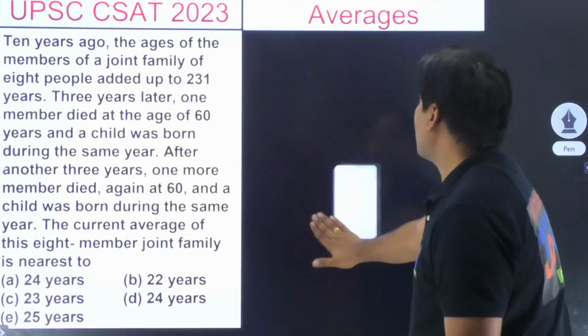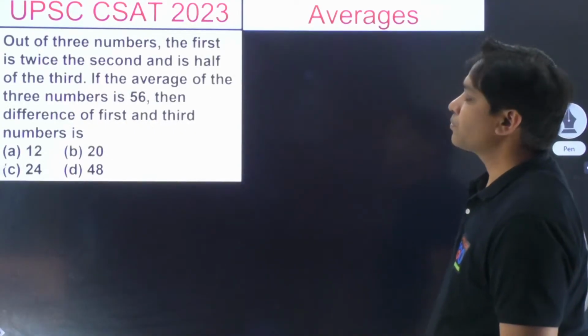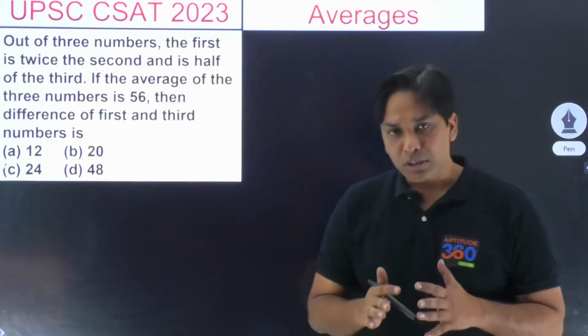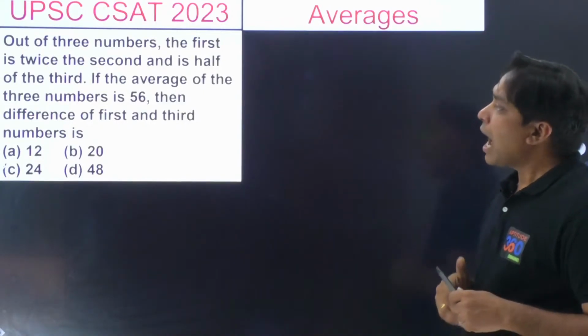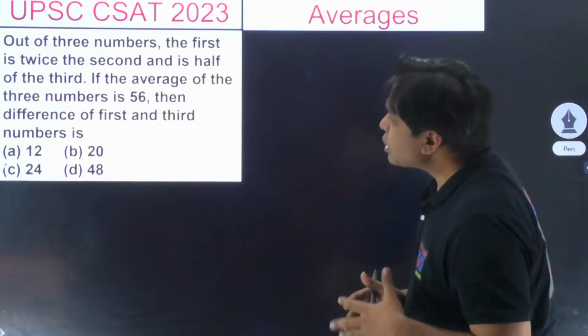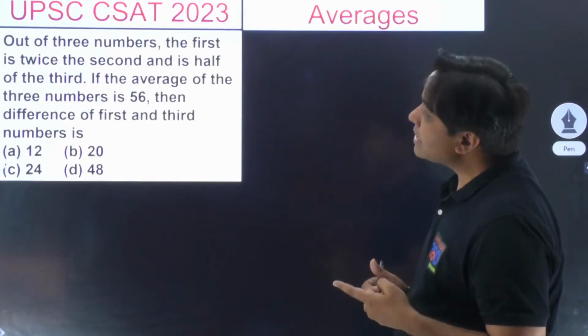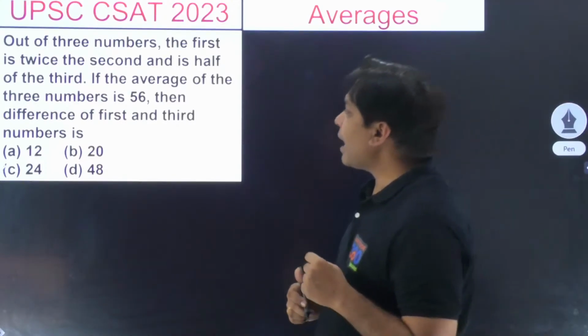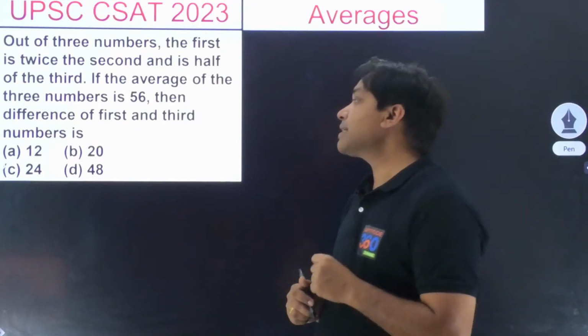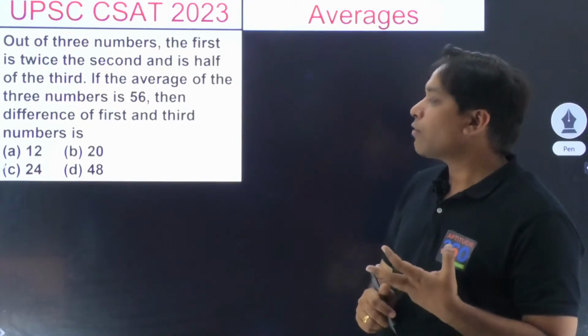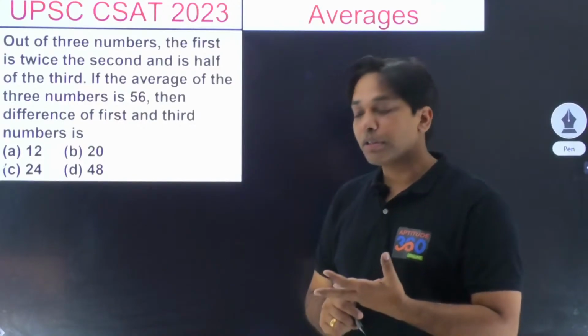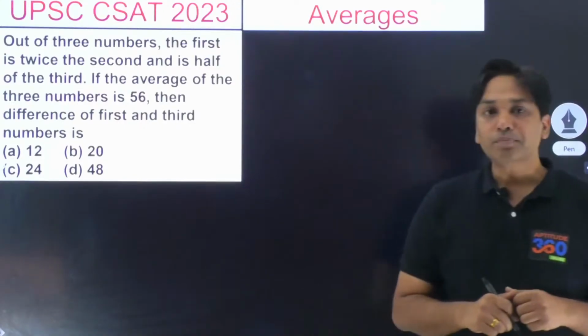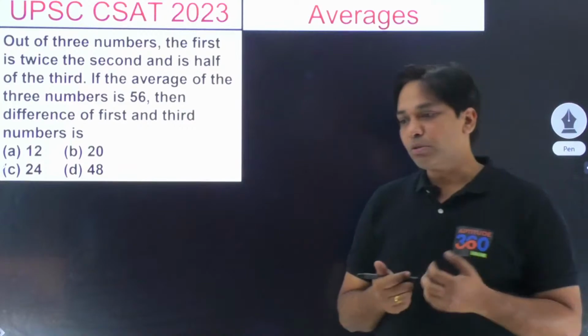Solve this problem. It's a simple one. Solve this problem here. Out of three numbers, the first is twice the second and is half the third. If the average of the three numbers is 56, then find the difference of the first and the third. Find it out, people.